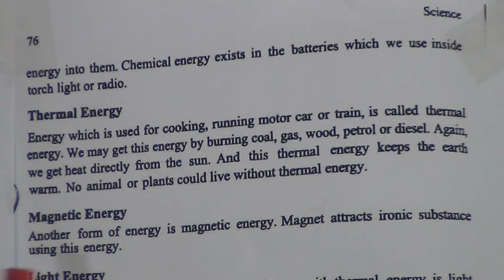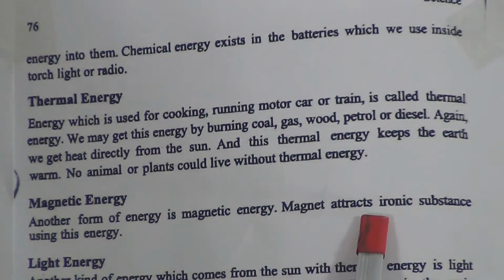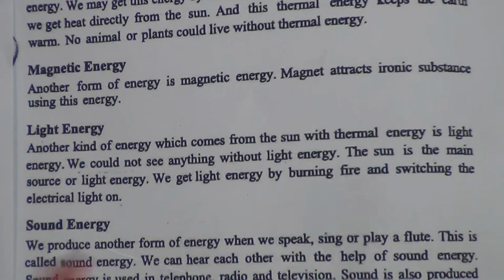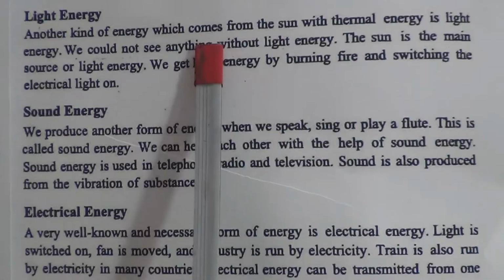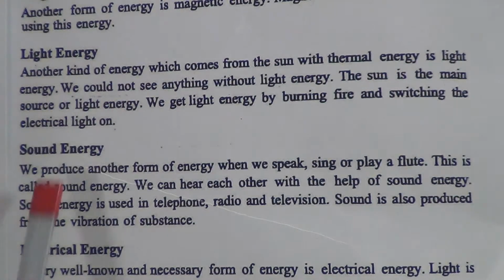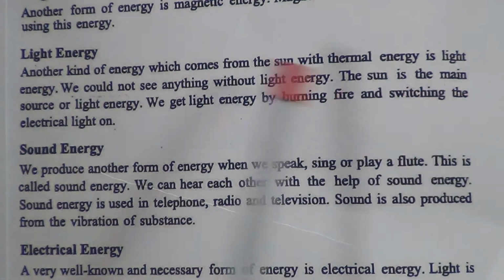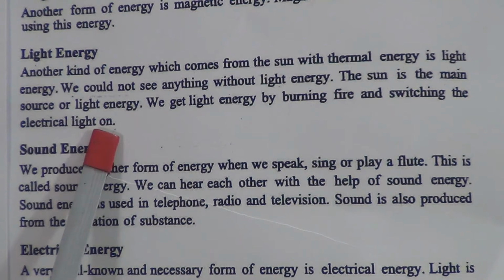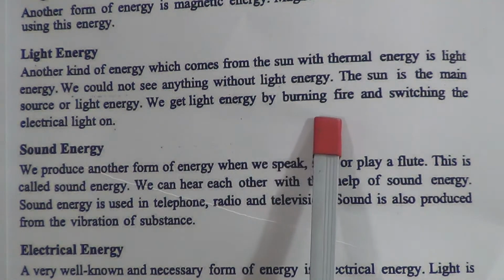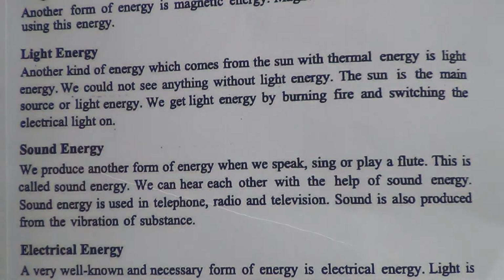Now magnetic energy. Another form of energy is magnetic energy. A magnet attracts iron substances using this energy. Light energy. Another kind of energy which comes from the sun with thermal energy is light energy. We could not see anything without light energy. The sun is the main source of light energy. We get light energy by burning fire and switching the electrical light on.